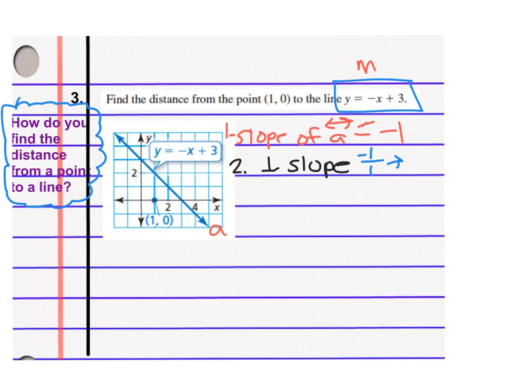So I take my fraction, negative 1 over 1, and I flip it. Still 1 over 1, then I need to make it positive. All right, so the new slope is going to be positive 1. So that is step 2, finding the new slope, the perpendicular slope.